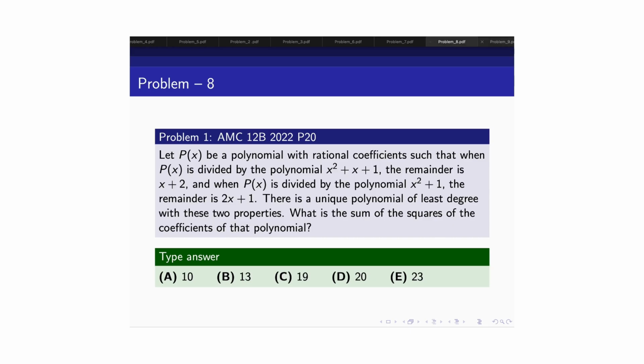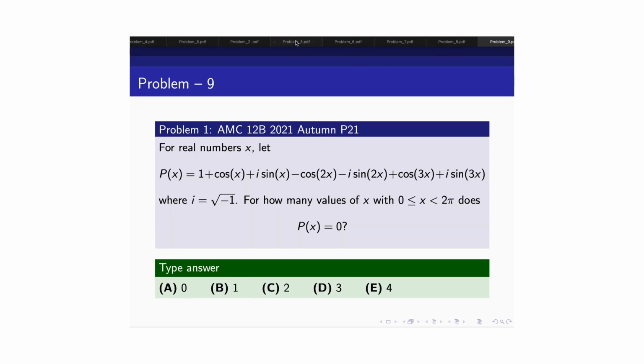What should I do next? I guess let's do P21 here. So for real numbers x, let p of x be equal to 1 plus cosine x plus i sine x minus cosine 2x minus i sine 2x plus cosine 3x plus i sine 3x, where i is a complex number. For how many values of x in the range of 0 to 2 pi does p of x equal 0?